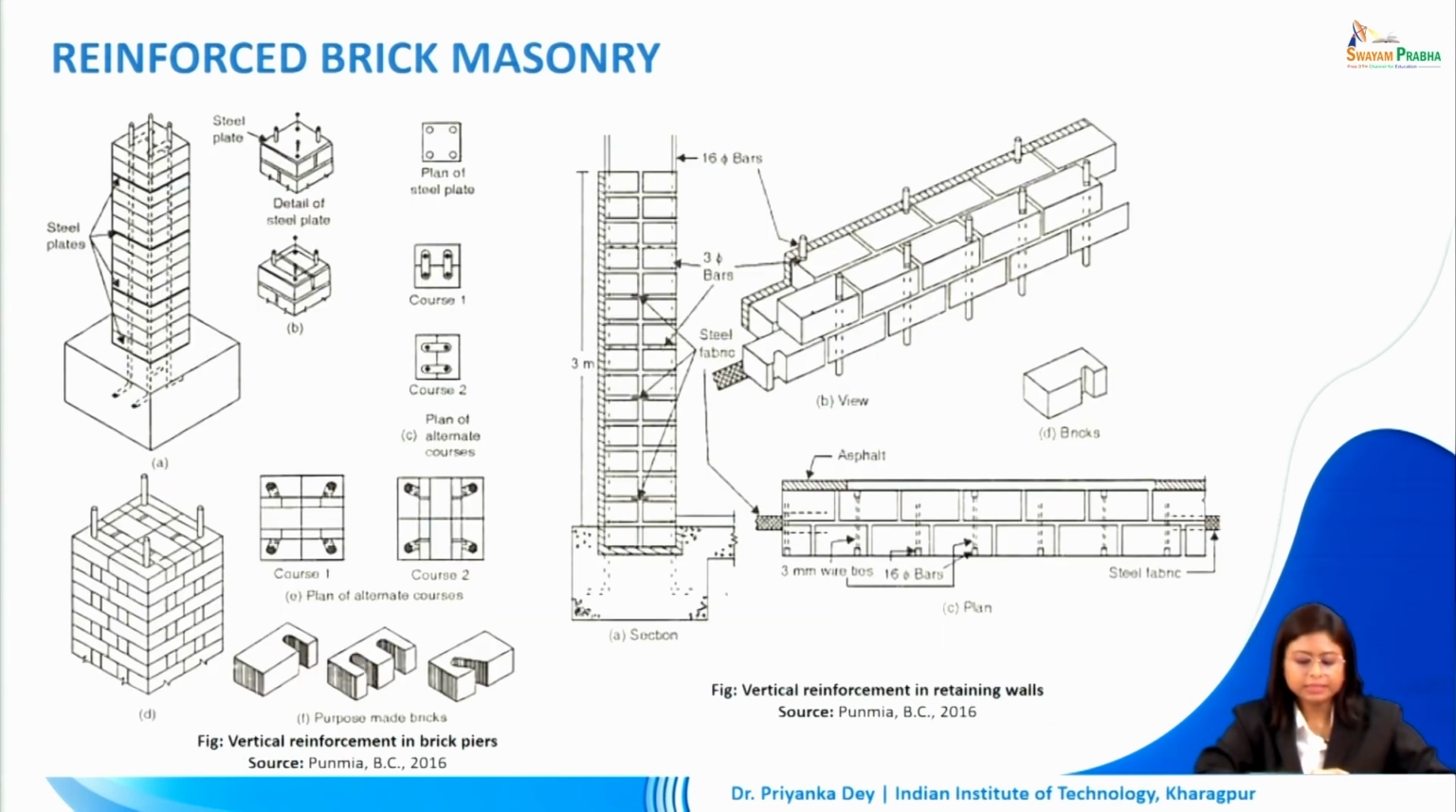Here we can see how vertical reinforcement is provided. So in different courses we can alternate the arrangement in the bricks, and the reinforcement continues through the same positions. Just the arrangement of the brick alternates in each course.